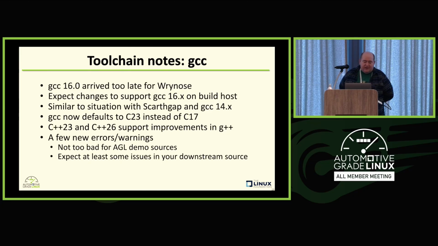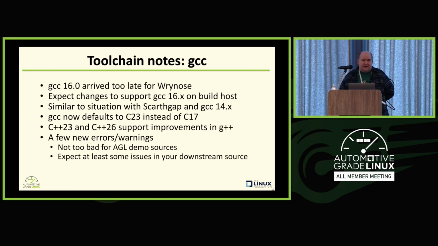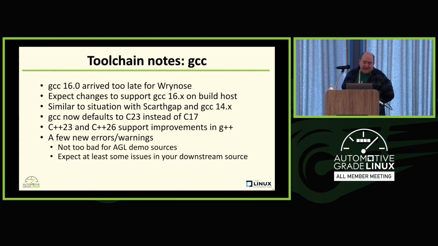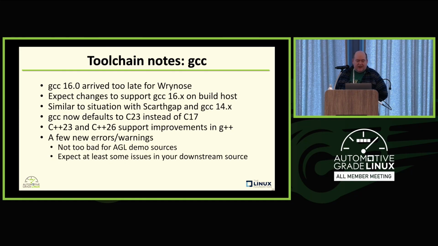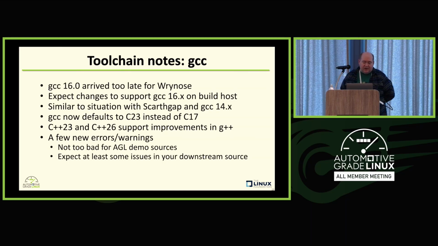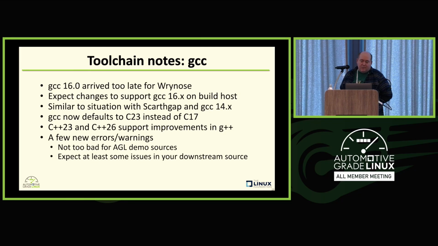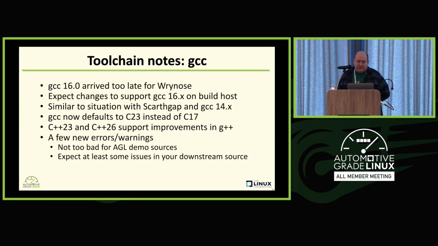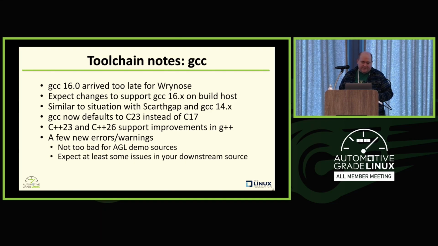Another big change is that GCC now defaults to the C23 standard instead of C17. For G++, I don't think the default has changed; I think it's C++17 or something like that. But the 23 and 26 standard support has been improved, and I think 23 is considered roughly complete, so if you need fancy features, they might be there. Of course, if you've ever lived through a GCC upgrade, there are new errors and warnings. This time I didn't find it too bad. We had some very minor things in AGL that we had to fix, but if you have a big code base, you probably will find some.